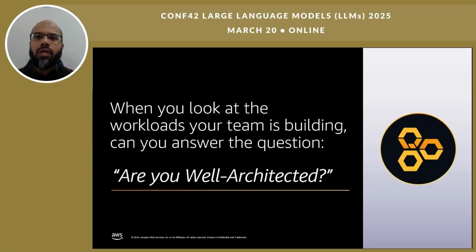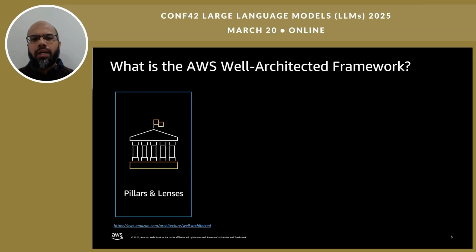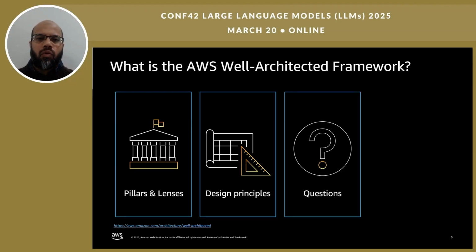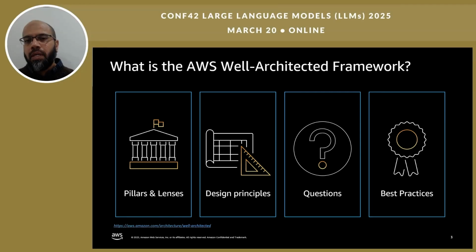By using the framework, you learn architectural best practices for designing and operating reliable, secure, efficient, cost effective, and sustainable systems in the cloud. The AWS framework is based on 6 pillars that helps you build stable and efficient systems on AWS. It is a set of questions and design principles that are spread across these pillars: operational excellence, security, reliability, performance efficiency, cost optimization, and sustainability.